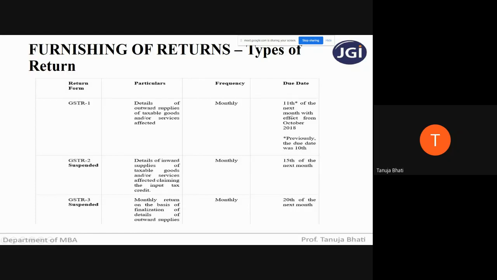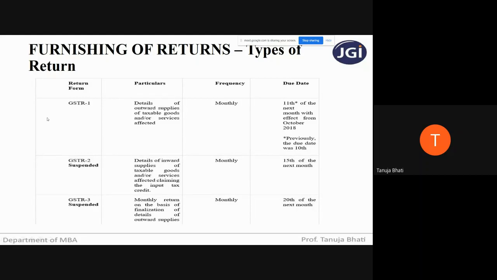Usually it was 10th of the next month, but from October 2018, the due date has changed to 11th of the next month. So for example, June month's return, the complete June month, that is from June 1st to June 30th, whatever sales I am making, I am required to report that by filing GSTR1 by 11th of July. So for June month's return, the due date to be filed is 11th of July.